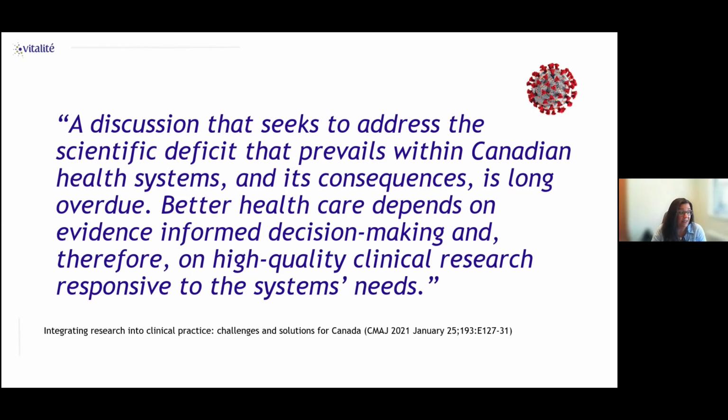And touching to the fact of Canada's performance with regards to the pandemic management and worldwide, there was a publication in January of early last year called "Integrating Research into Clinical Practices: Challenges and Solutions for Canada," and really it did depict that we didn't do our share of what we could have done as a country, considering the expertise and the knowledge that we have. And we seriously needed, as a country and as a system, to have a discussion that seeks to address the scientific deficit that prevails within Canadian health systems and its consequences, and that it's long overdue. Better healthcare depends on evidence-informed decision-making, and therefore on high-quality clinical research responsive to the system's needs.